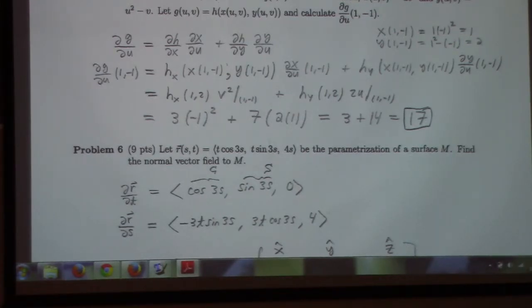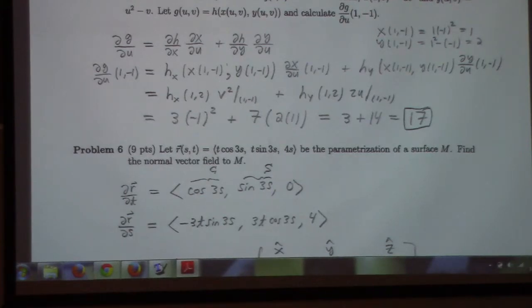Everyone clear on how to find the normal vector field? What are the two ways we usually have to find the normal vector field? If you're given a level function, a level surface, f of x, y, z equal to a constant, how should you find the normal vector field? You take the gradient. It's a three-dimensional vector field. Done. That's it.